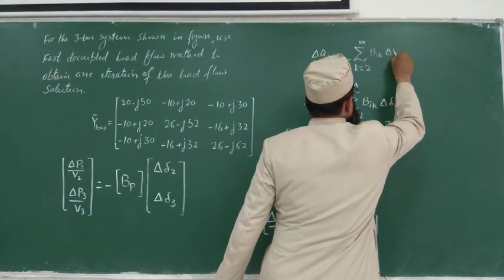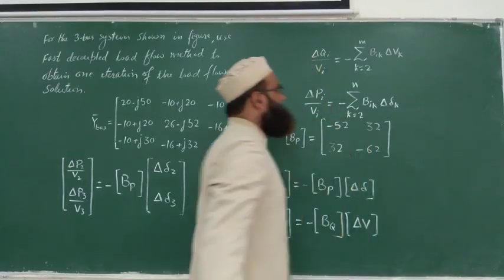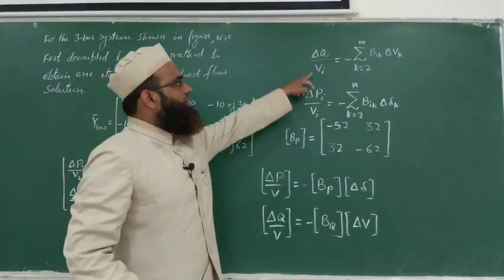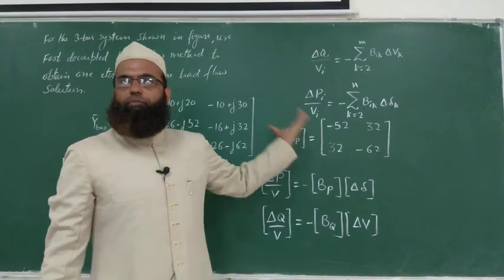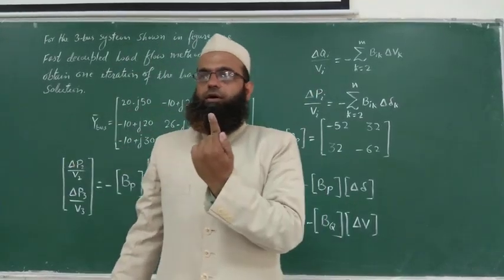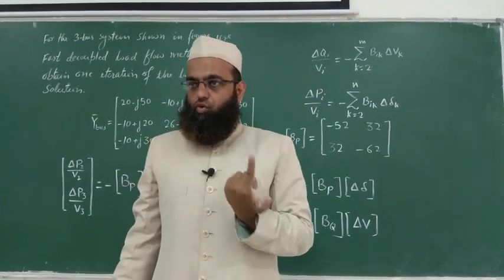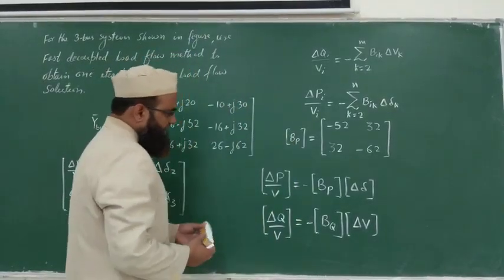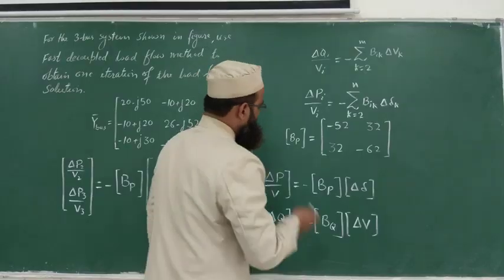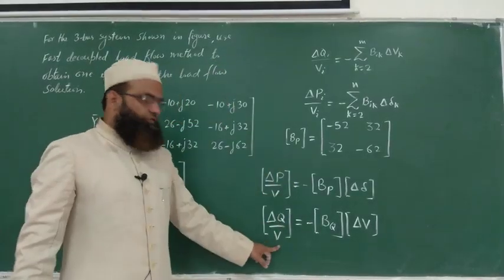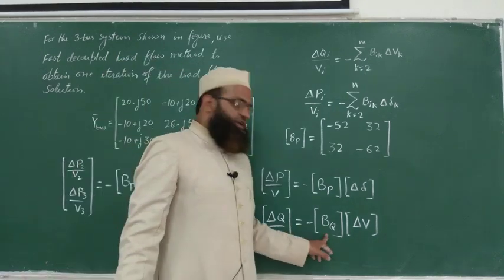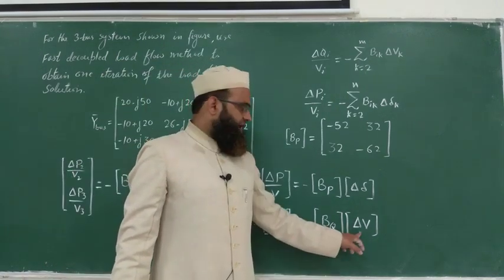Very good. So up to M, B_ik del V_k. Check your notebook. So this was like this, right? Del Q_i upon V_i. For our problem, we are having just one PQ bus, number 2. So this will be del Q2 upon V2, you may write anywhere, is equal to this matrix times del V2.